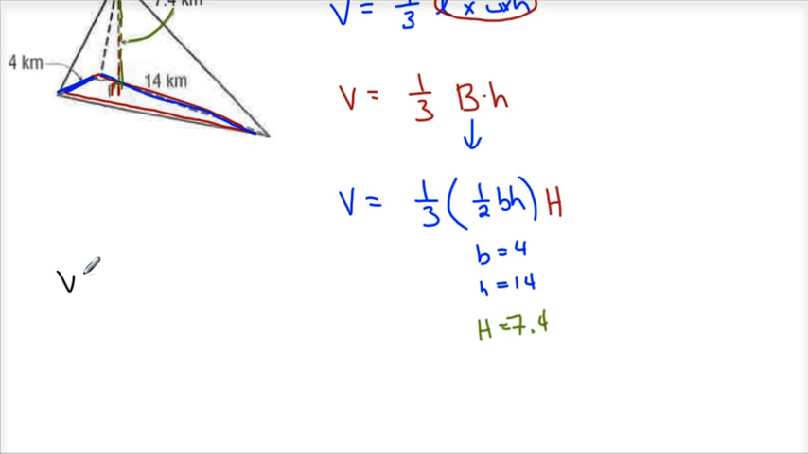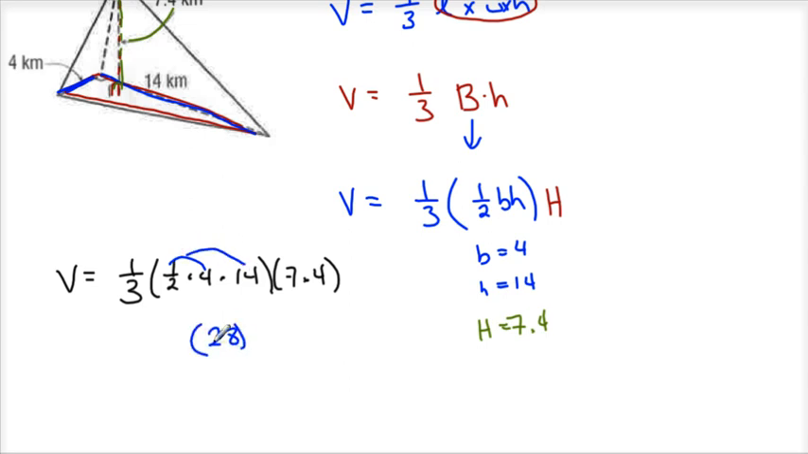So the last piece here, just to fill this in. So 1/3 times 1/2 times 4 times 14 times 7.4. So we can do this here. 1/2 times 4 is 2. 2 times 14 is 28. So 1/3 of 28 times 7.4. Somebody can help me out on that one. What's 28 times 7.4 divided by 3? 69.06. So 07. What are we talking about? Kilometers cubed.